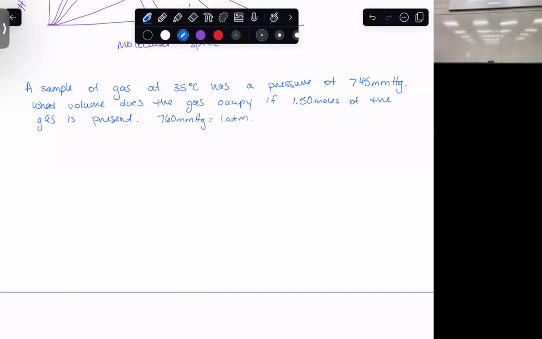Alrighty, so for this one, we have a sample of gas at 35 degrees Celsius, with a pressure of 745 millimeters of mercury. What volume does the gas occupy if 1.50 moles of the gas is present? And it's giving you a conversion factor. Do you want to try this one on your own? We'll reconvene in a couple minutes.